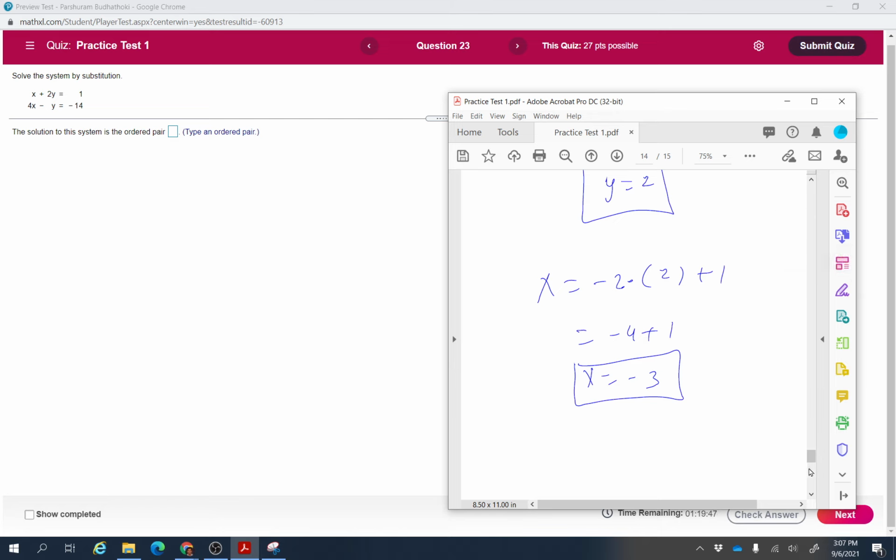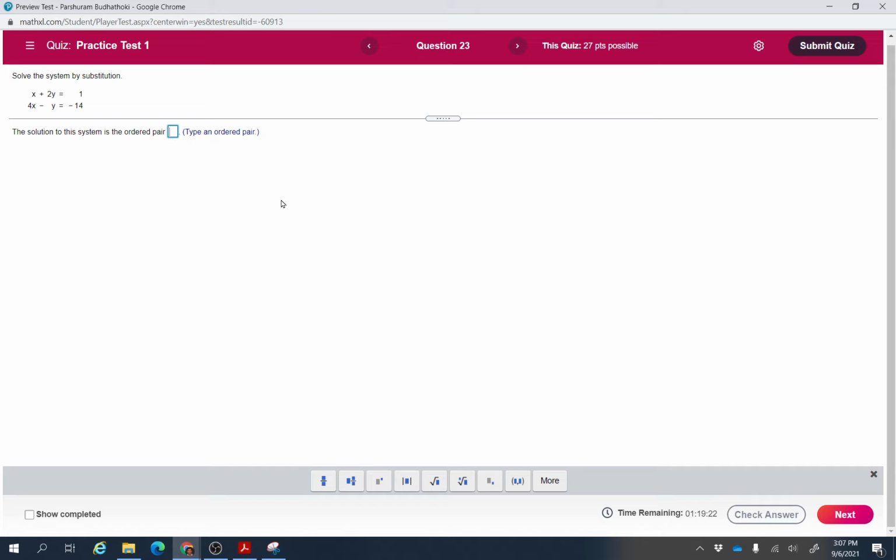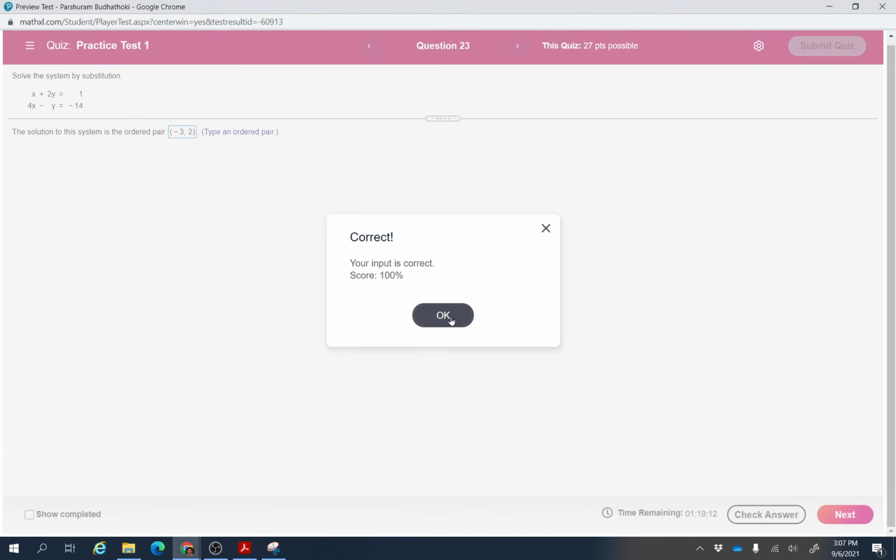We can always check the values of x and y back in the original equation, to check whether they are the right solution or not. 2 minus 6 is negative 3, plus 4 is 1, and checking the other, negative 12 and negative 2, they are the right answer. Negative 3, the ordered pair, so negative 3 comma 2. Going back here, x is negative 3 and y is 2. That's our answer, correct.